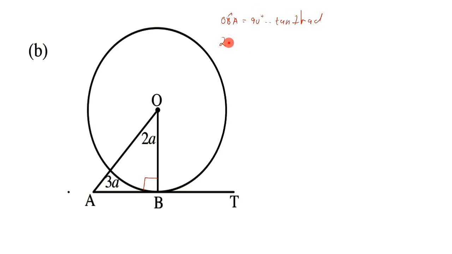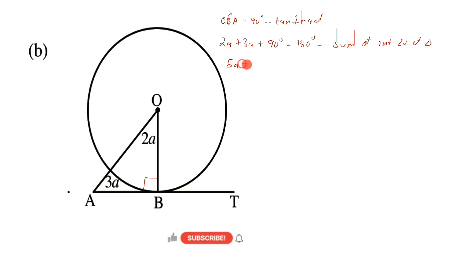So we'll say 2A plus 3A plus 90 degrees. So we are using this triangle here to find the value of A, is equal to 180 degrees. What's the reason for that? Sum of interior angles of a triangle. Now, what is 2A plus 3A? That's 5A. Then if we take this 90, transpose it to the other side, we have 180 minus 90. That's 90 degrees. Then we can divide both sides by 5. Then A is equal to 18 degrees.